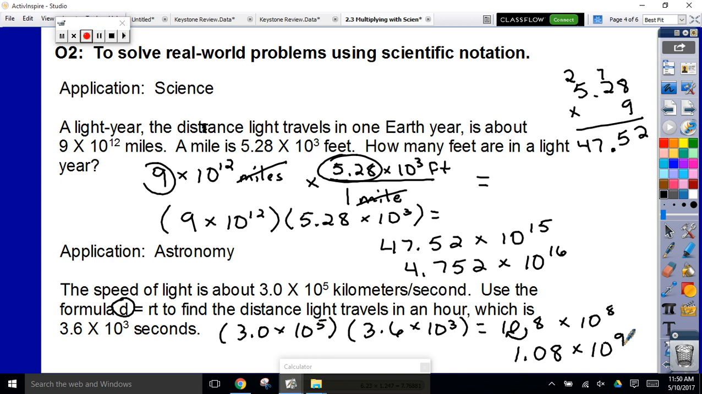Yes? I got 1.080. Yeah, if you put a 0 after this, that's not it. You don't need it for scientific notation, because if it's an ending 0 after a decimal place, you technically shouldn't put it, but it's not wrong.